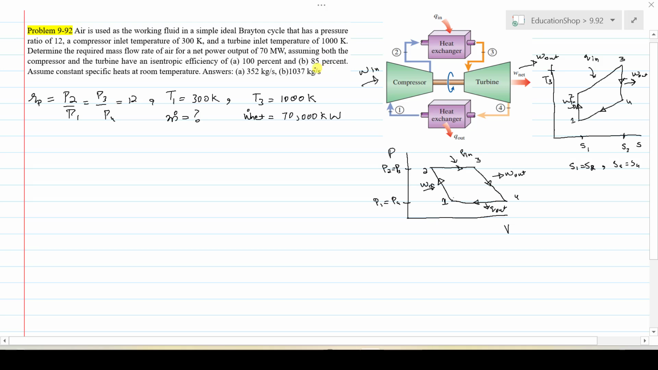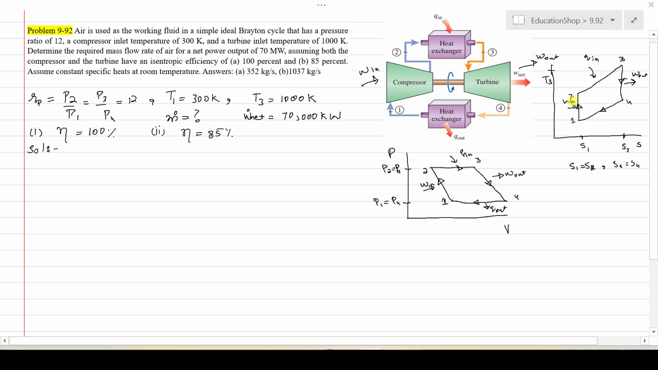In an actual process, it is not 100% isentropic, it is less than 100% isentropic. So this 85% isentropic efficiency is near our real applications. In the first case, when isentropic efficiency is 100%, we need to calculate the mass flow rate, and in the second case, the isentropic efficiency is 85%. Now come toward its solution.